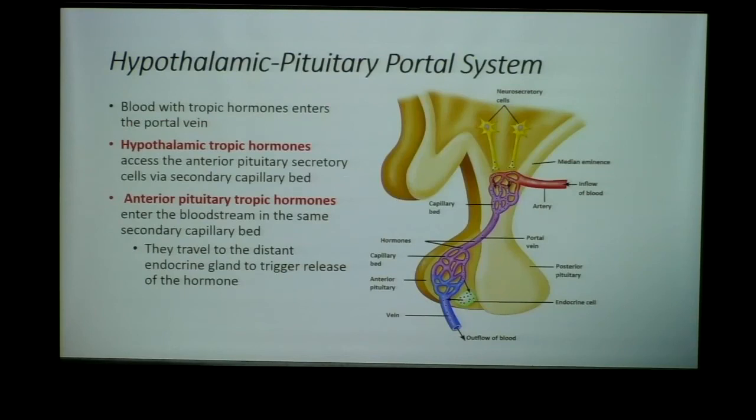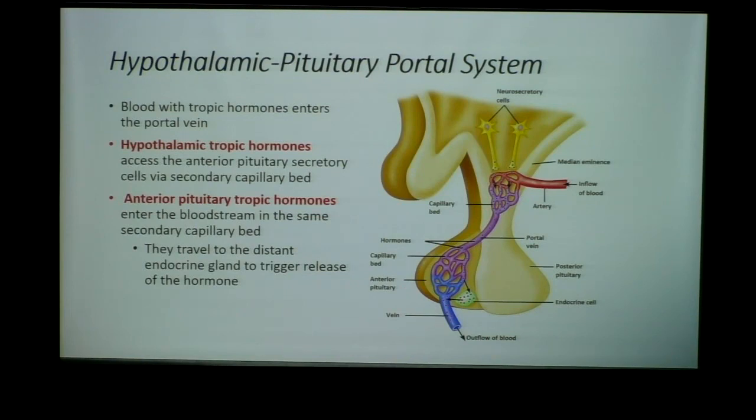So what happens here is this portal system facilitates the movement of these hormones from the hypothalamus down to the anterior pituitary. So the hormones that are released here, whether they're stimulating or inhibiting hormones, travel in this portal blood, right, in this partially deoxygenated blood, down to the anterior pituitary, and they can influence the anterior pituitary to either stimulate secretion or to inhibit secretion.